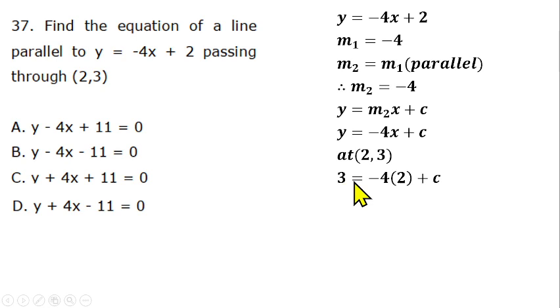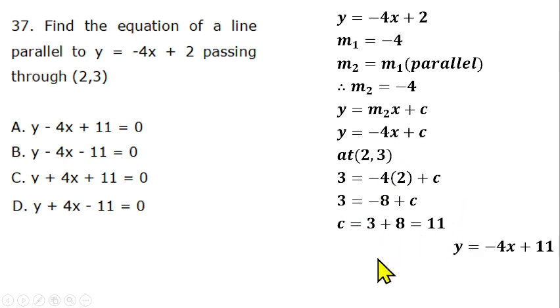So we have 3 equals minus 4 times 2, plus c. Then from there we have 3 equals minus 8 plus c. Collecting like terms, c will be equal to 3 plus 8, that gives us 11. So returning that here, you have y equals minus 4x plus 11.